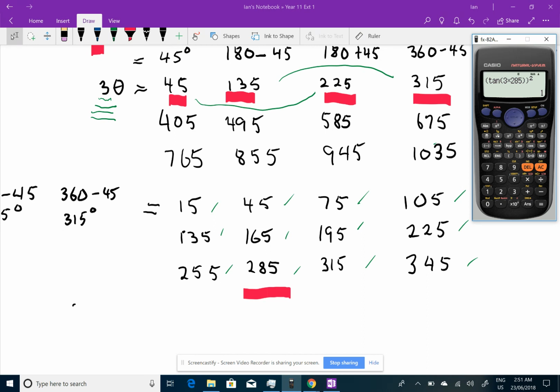Now that should equal 1. Well, brilliant. I can use my back arrow to double check. Why don't I try 345? Well, that equals 1. Let's try one more. Let's go back and try 165. Okay, so I'm pretty sure I'm right.